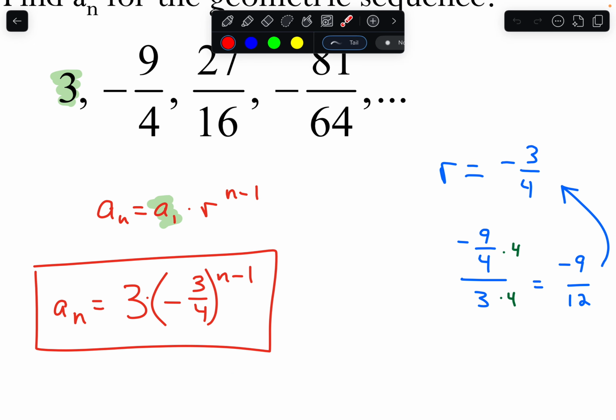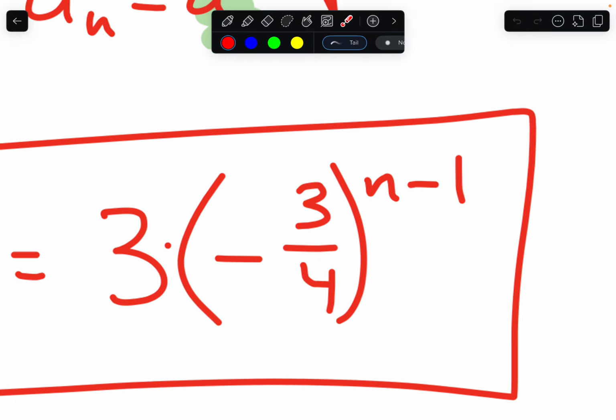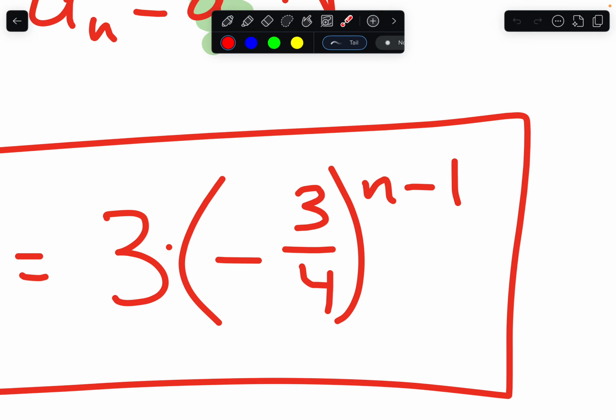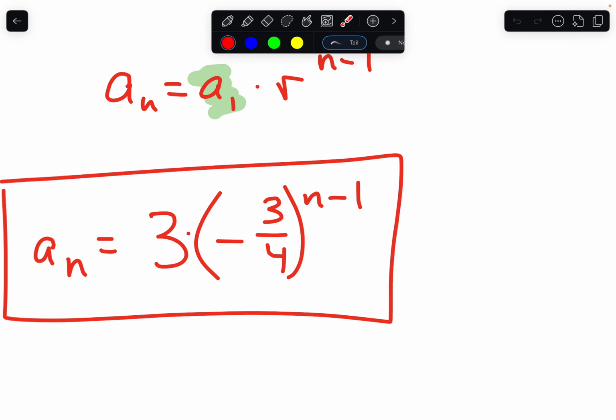And now again, be careful with PEMDAS, folks. You cannot multiply the 3 and the negative 3/4 and say, oh, this is negative 9/4 to the n minus 1 power. This is not how you multiply terms with exponents when the bases are different. This only works when the bases are the same. So if this was also to the n minus 1 power, then you could multiply the bases. But that is not the case here.